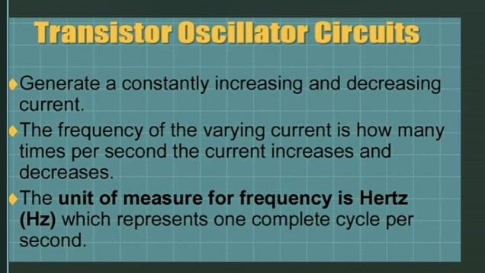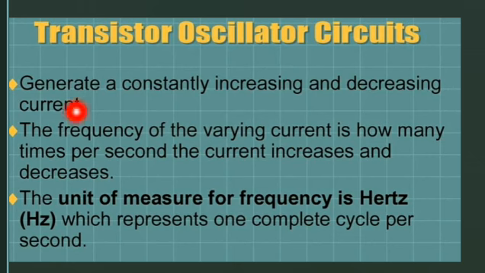Circuits, transistor circuit, oscillator circuit. See, this circuit generates a constantly increasing and decreasing current. At the same time, the frequency of the varying current is how many times per second the current increases and decreases.